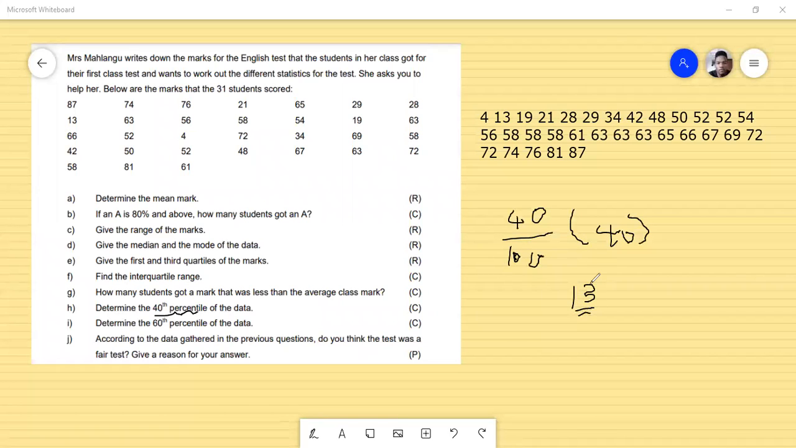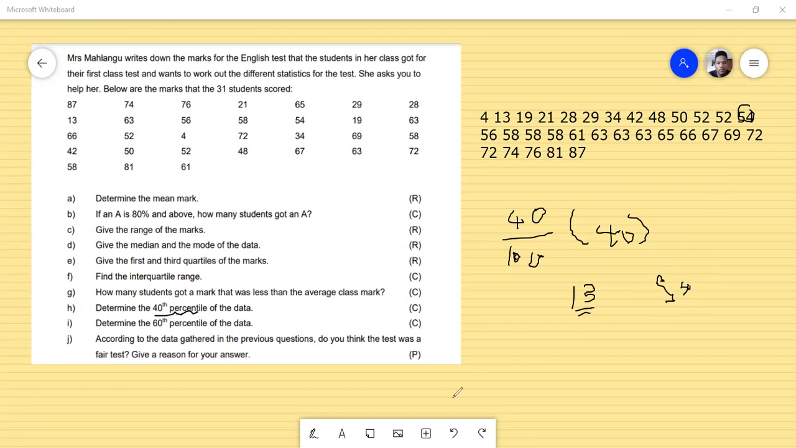So for your value of 13, it's going to be position 13. It's 1, 2, 3, 4, 5, 6, 7, 8, 9, 10, 11, 12, 13, right? So it's going to be this one, right? It's going to be 54. I hope that makes sense. So that is what we do. That is the percentile, right? The actual value is 54.